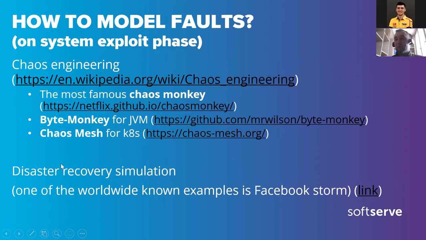How to understand that your system is still sustainable? There is a thing, I don't know where it was introduced, but I really like this term. It is chaos engineering. You see that they even have their own article in Wikipedia, and they have a really big number of techniques of how to simulate the chaos and understand how this chaos actually affects your system. Okay, so what is the idea here?